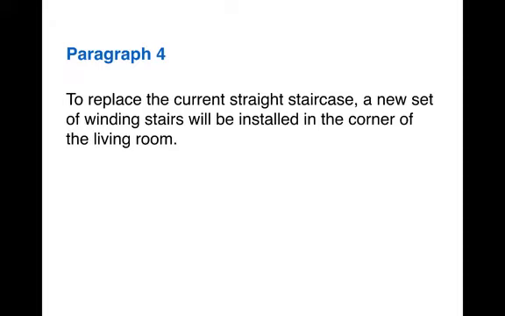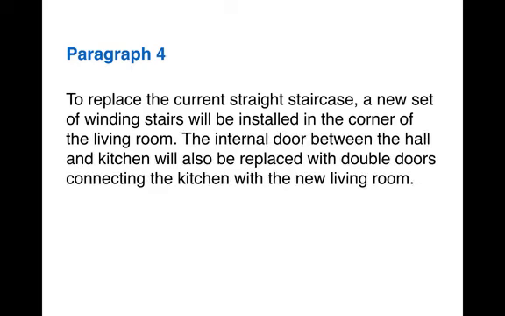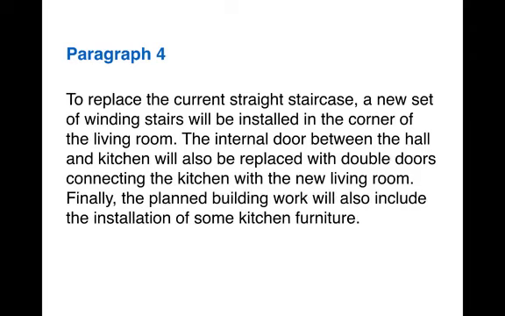Here's what I wrote. To replace the current straight staircase, a new set of winding stairs will be installed in the corner of the living room. The internal door between the hall and kitchen will also be replaced with double doors connecting the kitchen with the new living room. Finally, the planned building work will also include the installation of some kitchen furniture. As usual, I've written 3 sentences there, and I've finished describing both diagrams together, but with the elements that I didn't include in paragraph 3.